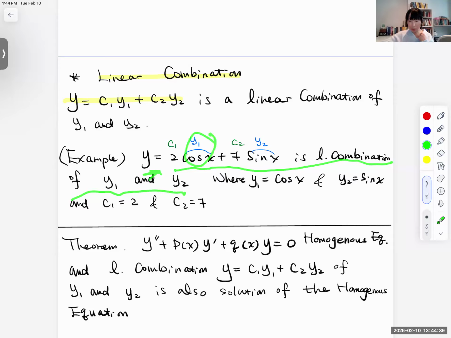This is y sub 1, cosine x. y sub 2 is sine x, right? And then the constants, we call them coefficients, right? The number in front of the function, right? So 2 and 7 there, right? Okay.